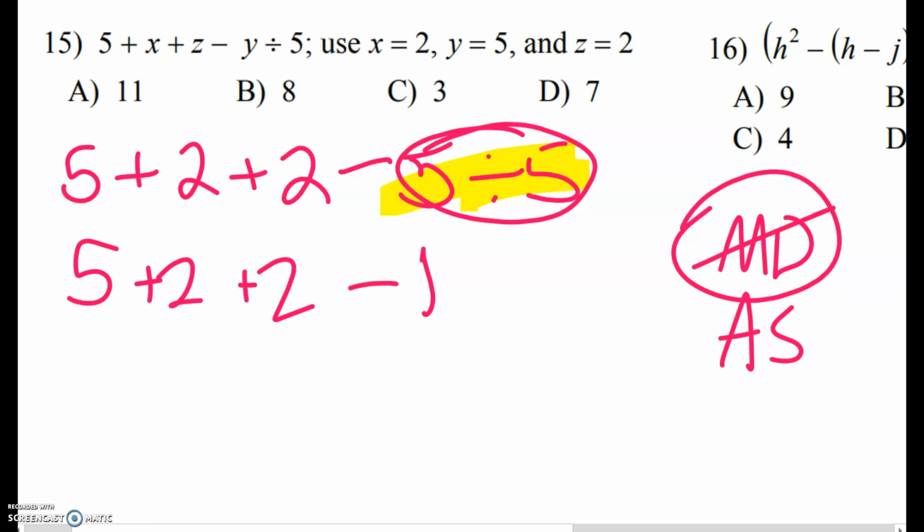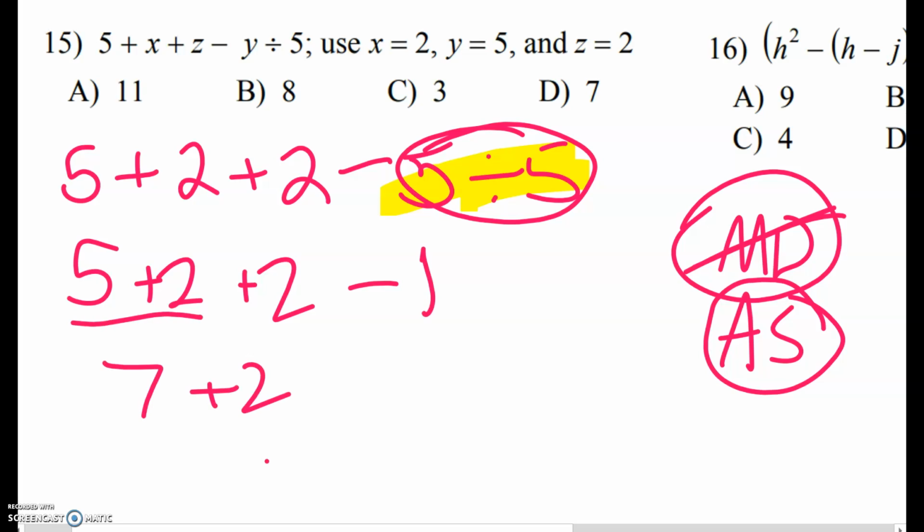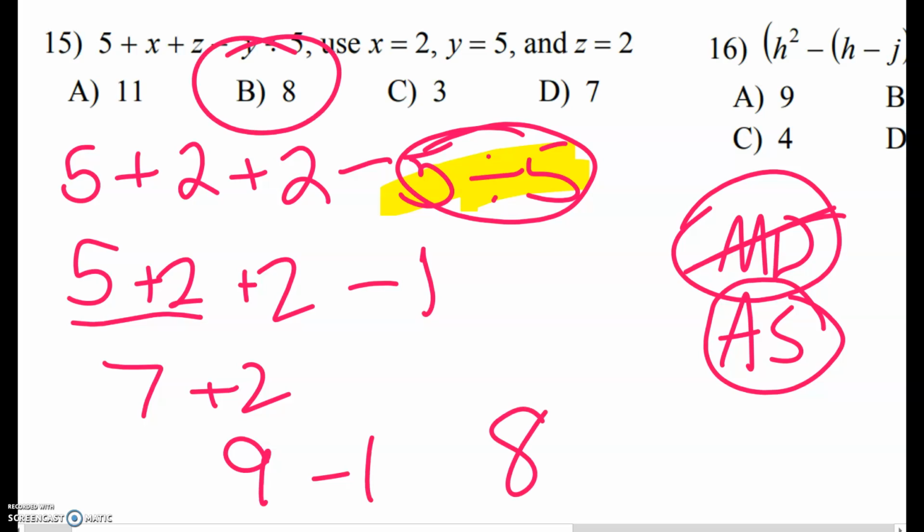Now, we've taken care of the multiplication and division, so now let's look at the addition and subtraction. That's also done from left to right. So you don't have to worry about what to do first. When you have just addition and subtraction, you just work it from left to right. So 5 plus 2 is 7, plus 2 is 9, minus 1 is 8. So my answer is B.